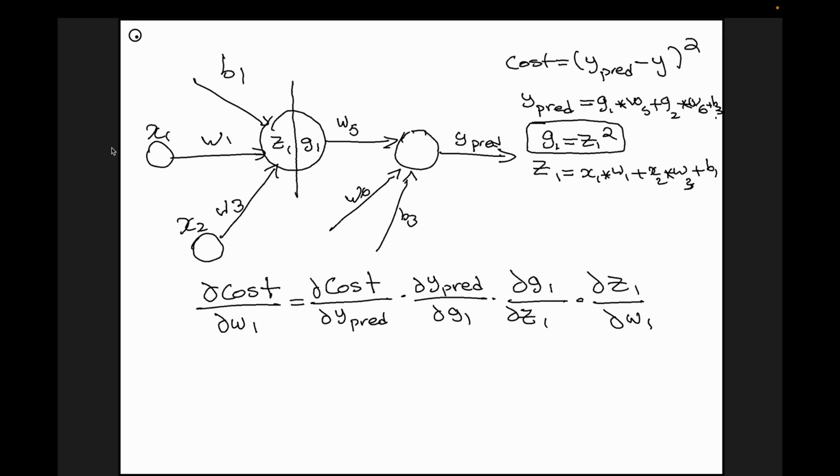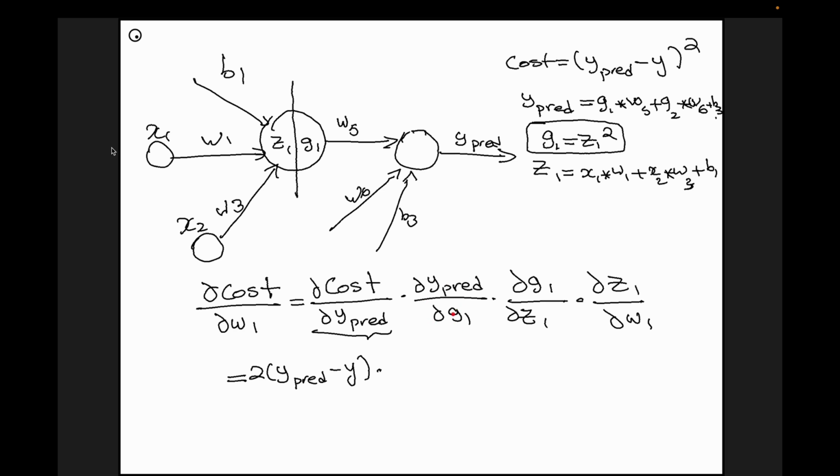If we have neurons that are thousands of layers behind, that's the same thing. It's pretty easy to estimate those. There's nothing scary about them. So this one we already calculated. That was 2 times y pred minus y.